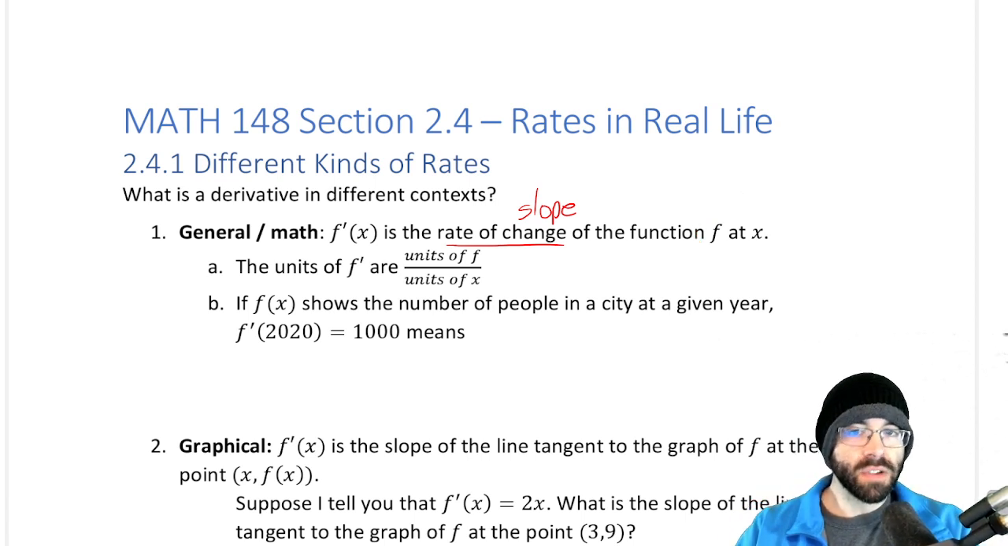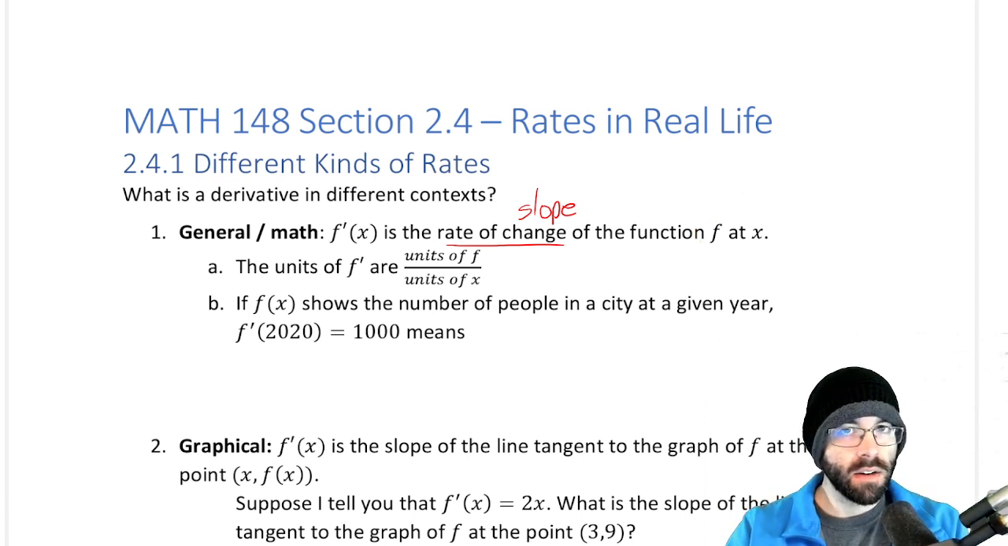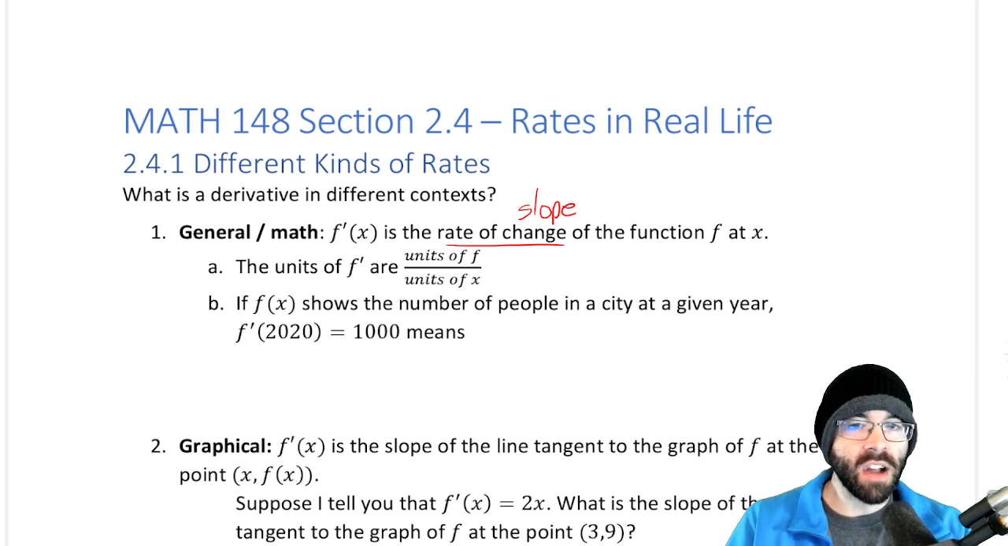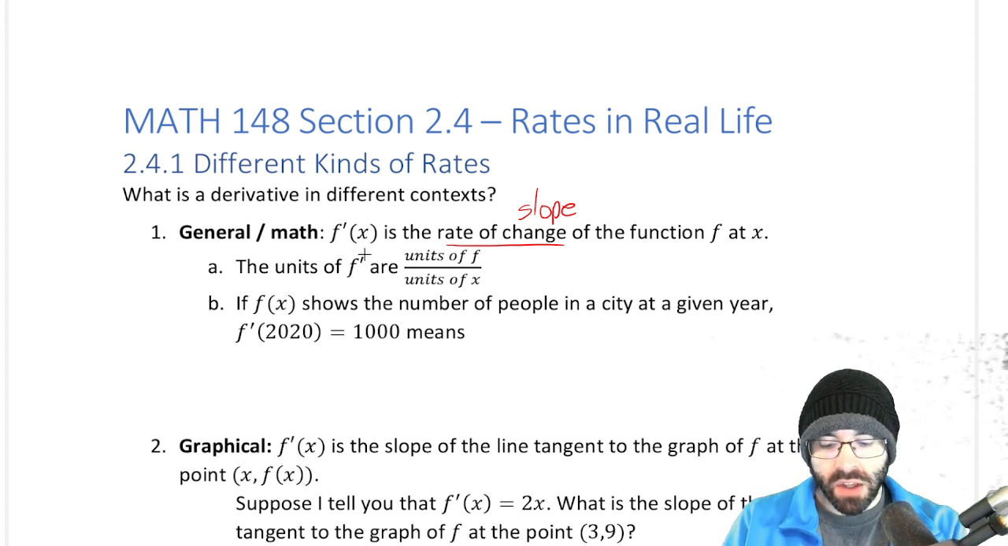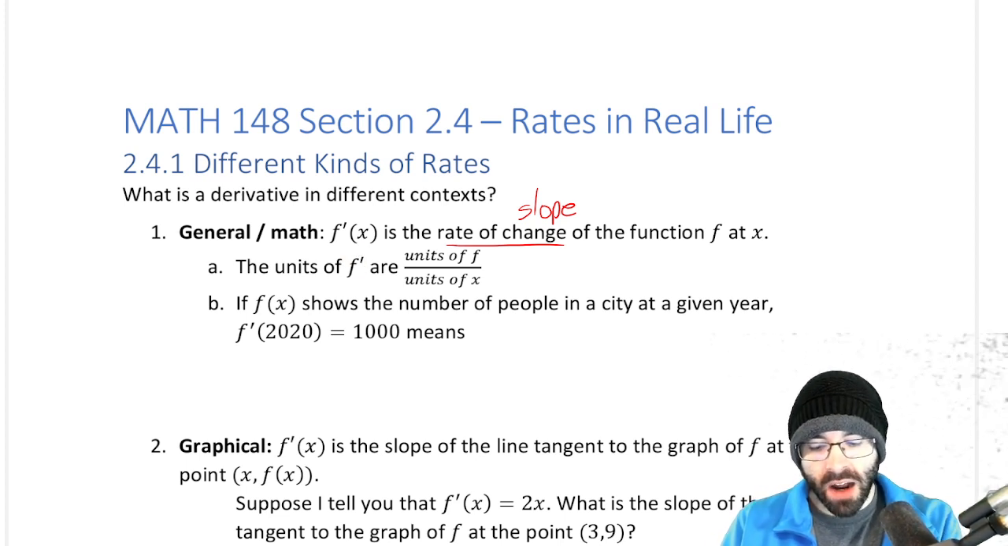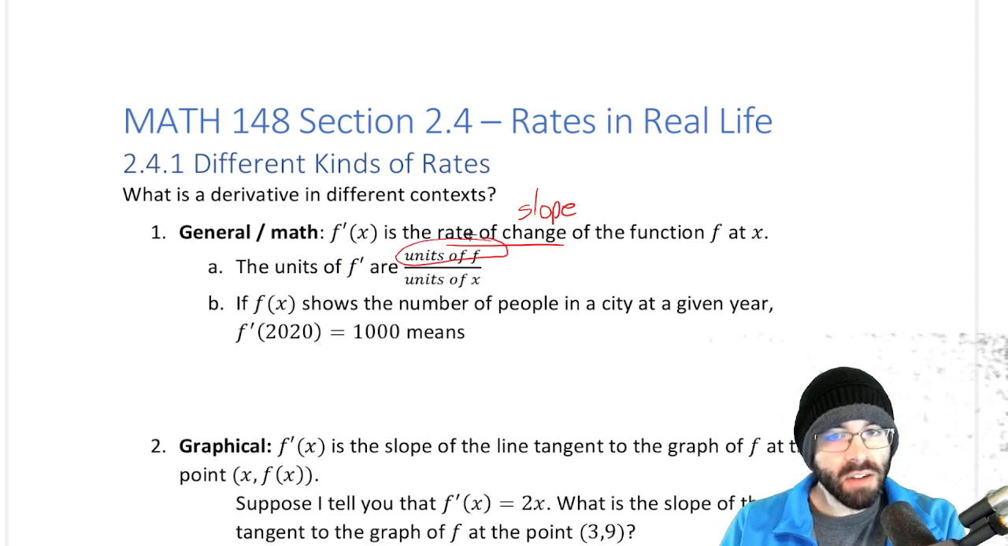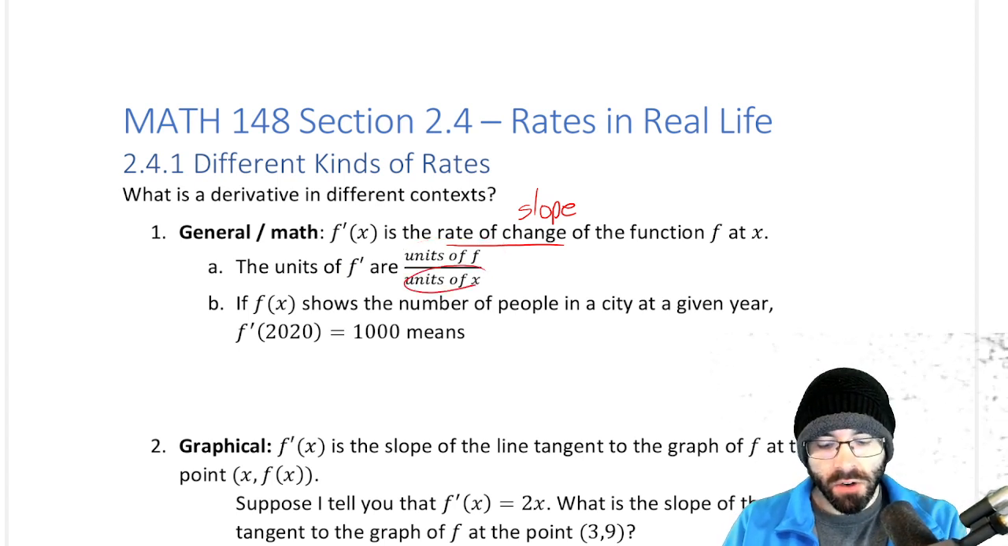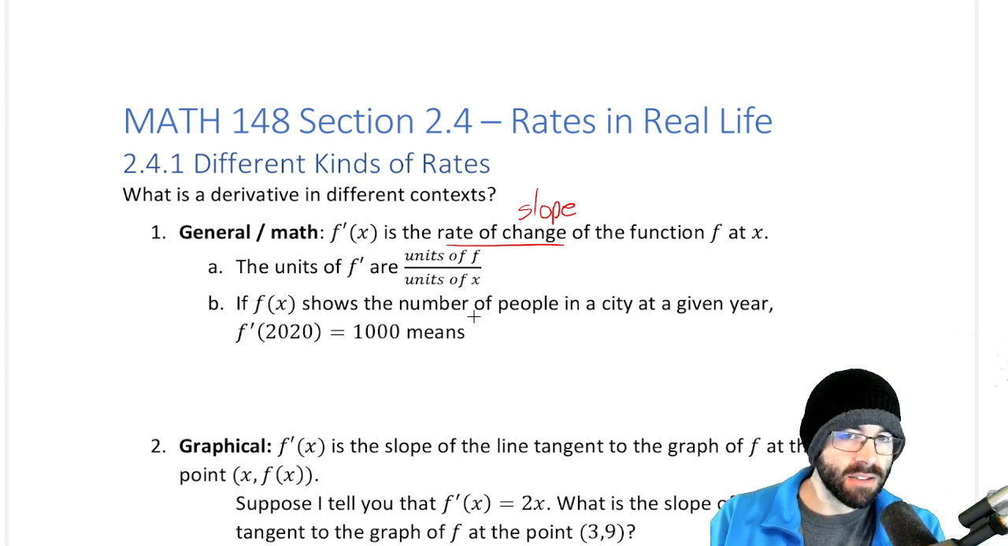And just like slope, slope is rise over run. Right? That's how we find the slope of lines. It's rise over run. So the units of f prime will be the units of the rise over the units of the run. Right? This is the units of the output f over the units of the input x.